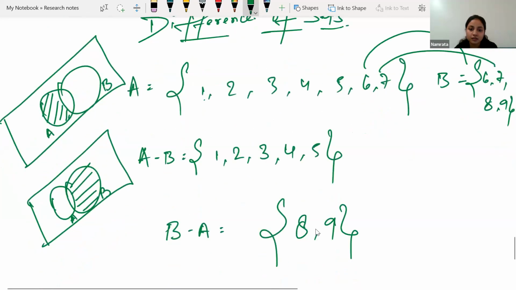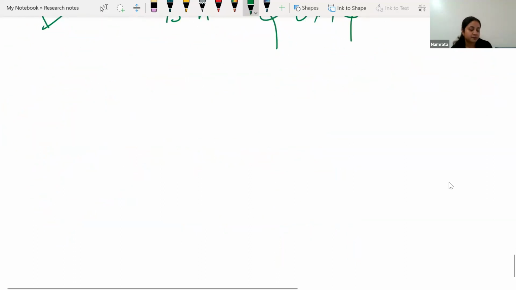Ma'am, like removing the elements present in set B, we are removing the elements which are not there in set A, right? Can you please repeat? B minus A means the elements which are not there in set A. Yeah, B minus A means all the elements of B, but those elements which are there in A we cannot take. So the elements of set B which are not there in A. Yes, correct. Let's move ahead.